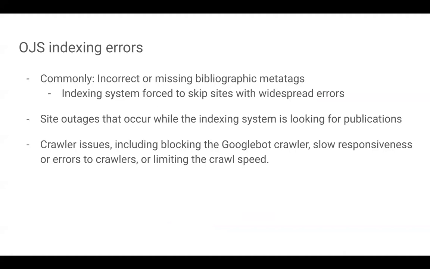So if your OJS journal site has been dropped from the Scholar index, it may be due to widespread, frequent metadata errors that are causing problems for the indexing system. There are a few other common causes for OJS indexing errors, like site outages and obstructing a crawler. I'll talk a bit about some recent hacking that we've seen for OJS sites. I'll go into those at the end of the presentation. But for now, the bulk of what I want to talk about is common errors for metadata for OJS.